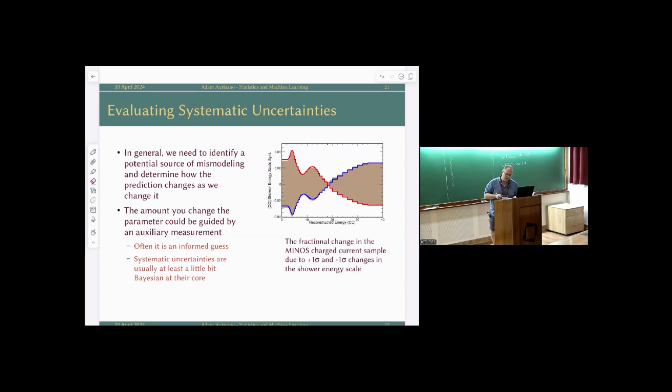So this here shows you basically the muon neutrino charged current sample if you change the shower energy scale, right? So converting from the sum of observed energies in a shower to what we think the true energy is for that shower. If you change that by plus and minus 1 sigma, you slide all your events one way or another, which changes your result by up to 4%.